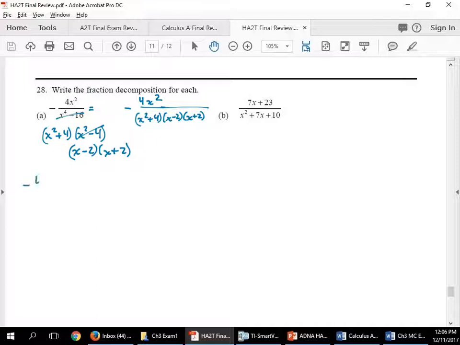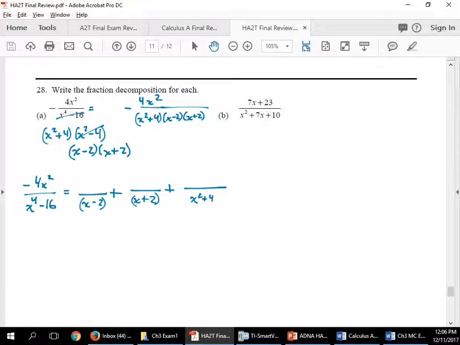We have negative 4x squared, and on the bottom we have x to the 4th minus 16. What is this supposed to equal? This is supposed to equal 3 fractions adding together. We have 1 for x minus 2, we have 1 for x plus 2. What if I don't have the same order? It's fine. Chill. And we have 1 for x squared plus 4.